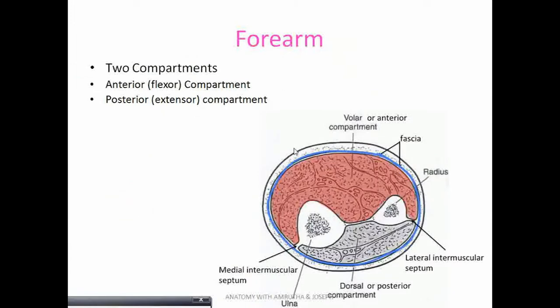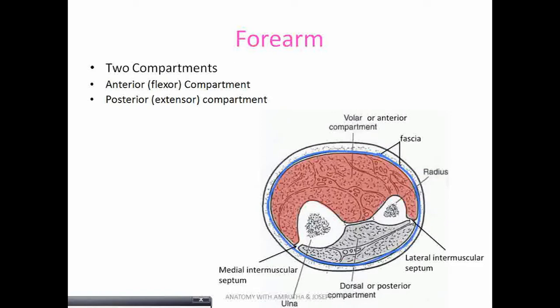Now let's see the forearm. As we have seen, the arm is divided into flexor and extensor compartments by the intermuscular septa. This area is also divided by the intermuscular septa into anterior and posterior compartments. So this is a cross section where the radius and ulna can be seen, and the medial and lateral intermuscular septa are attached to the bones. Here one thing which is extra, which you have not seen in the arm, is the interosseous membrane, which is connecting radius and ulna.